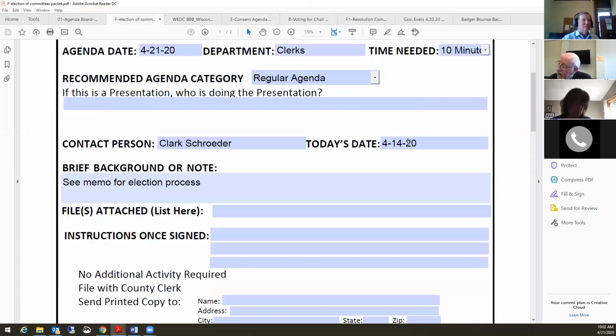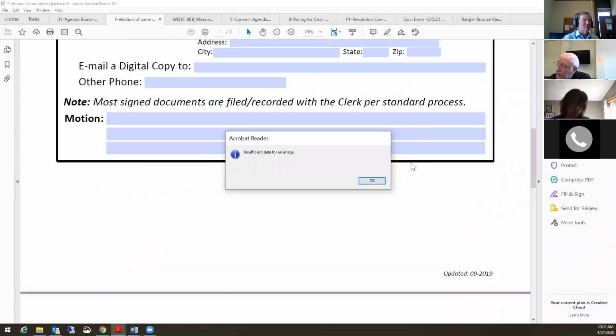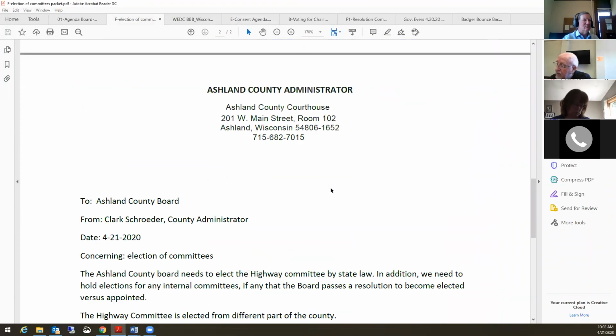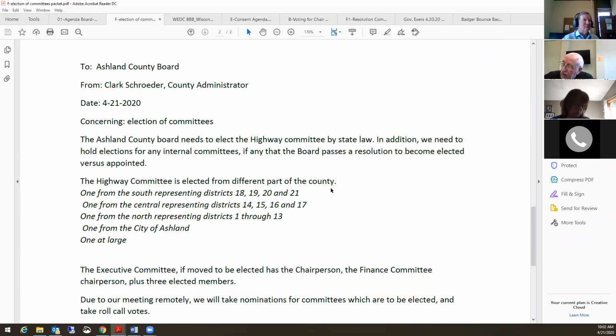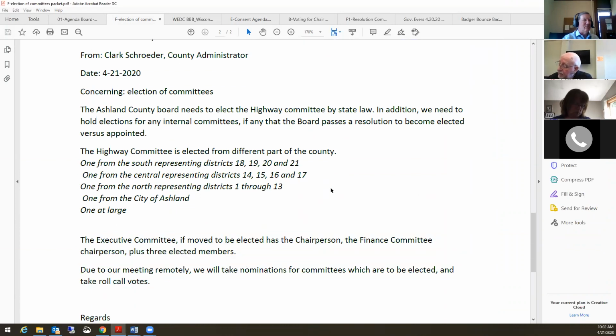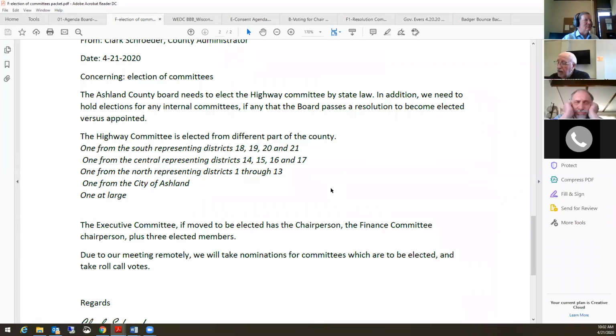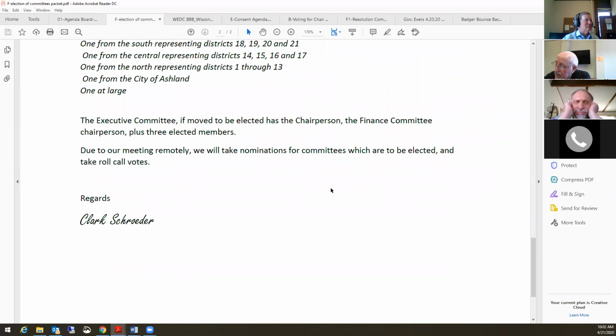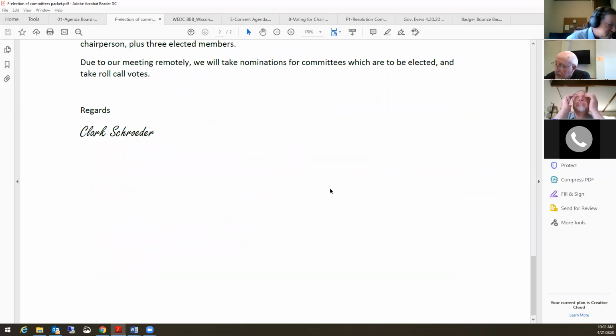R04-2020-1350 designating the highway and executive committees as the only elected committees for the Ashland County Board of Supervisors. We need a motion. I would like to hear you again. There's noise and I couldn't hear what you were saying. The resolution 2020-1350 designating the highway and executive committees as the only elected committees for the Ashland County Board of Supervisors. Kathy Schutte, I'll make that motion. I'll second the motion, Kabasa.